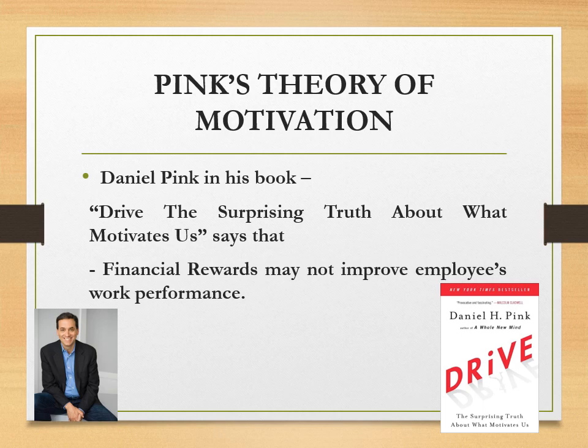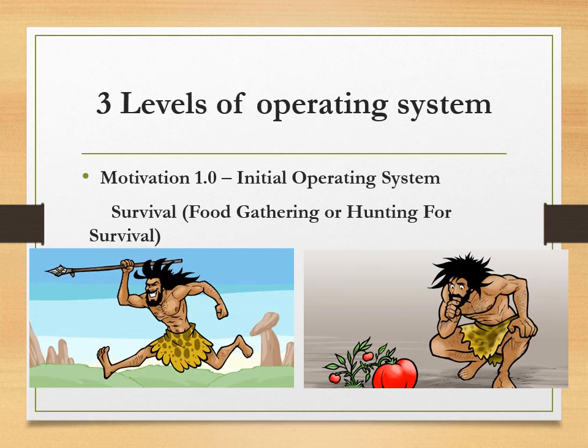Let us now understand Pink's theory of motivation. Daniel Pink, in his book Drive: The Surprising Truth About What Motivates Us, says that financial rewards may not improve employees' work performance. Daniel Pink classifies motivation into three levels of operating system.